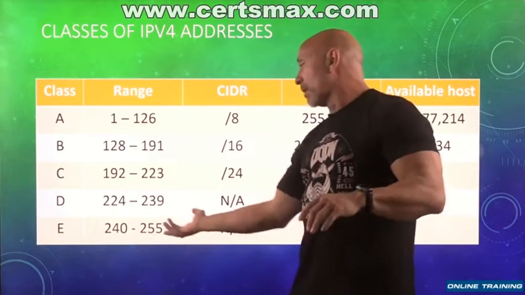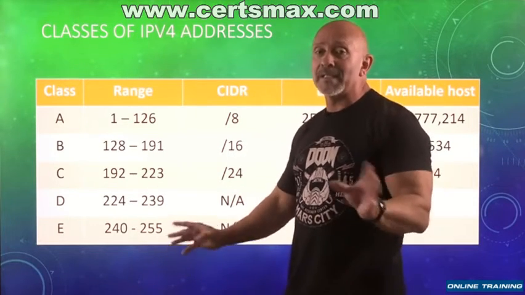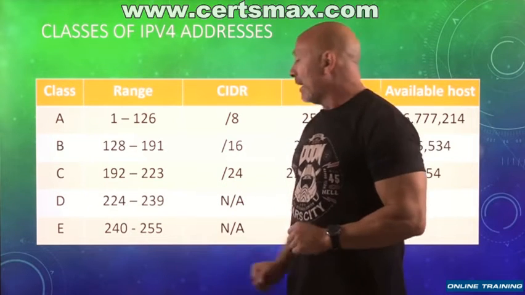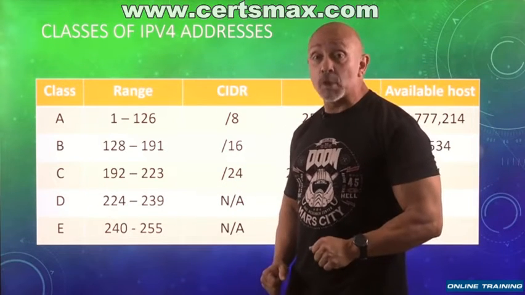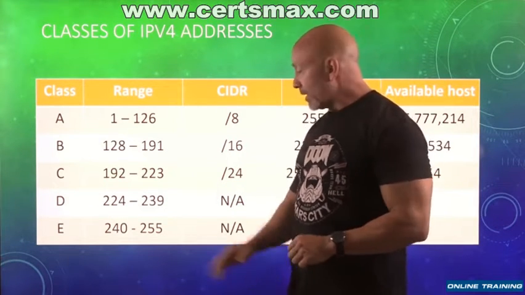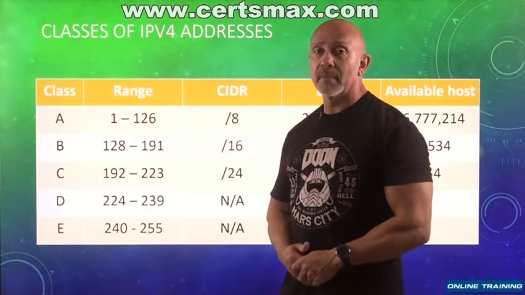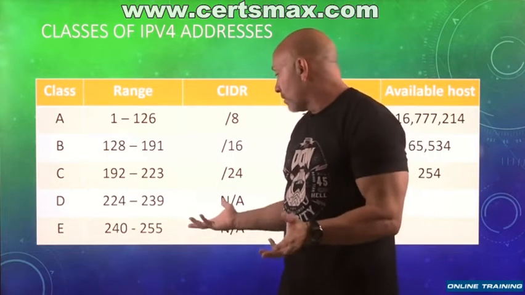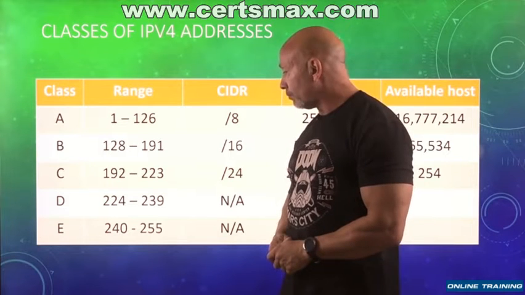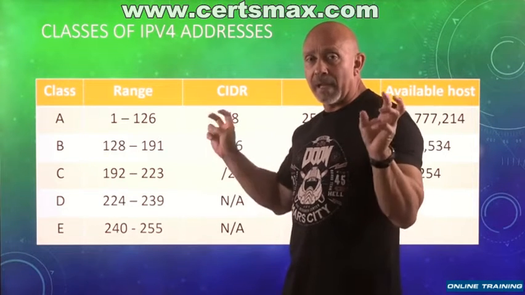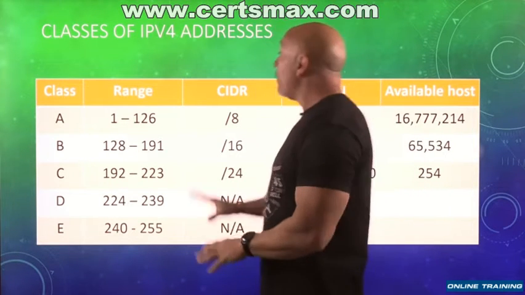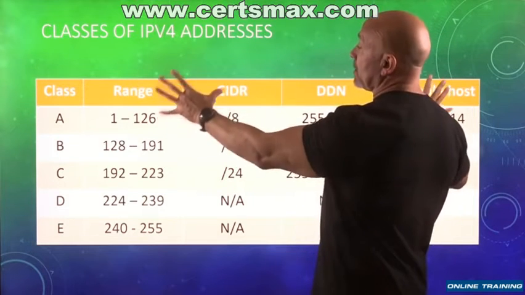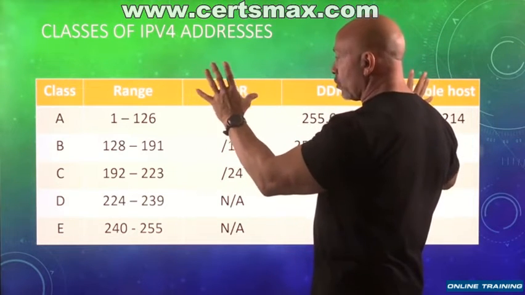And this is funny because I've never found any other literature that says anything different. The class E is an experimental addressing scheme. Whatever. I've never seen it used. Okay, so yeah, I don't know. The Black Ops people use it. It's experimental. But this is your classes of IP addresses.